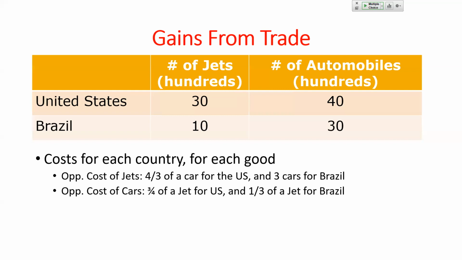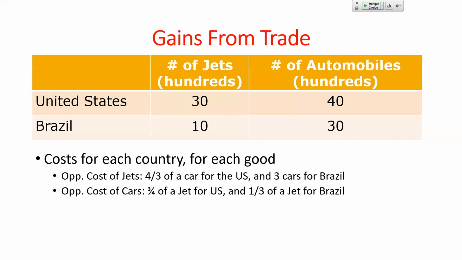So what do you compare this to? Yeah, so we look at this. Who has the lower cost of producing a car? Well, 3/4 of a jet is more than 1/3. So we said Brazil has a comparative advantage in car production, right? Because their cost of producing a car is lower. If we look at the cost of producing a jet, who has the lower cost? Well, the US only has to give up 4/3 of a car. Brazil would have to forego producing 3 cars, much higher cost for Brazil. So the US has the lower cost when it comes to producing jets. So the US would have a comparative advantage in jet production, Brazil a comparative advantage in car production.